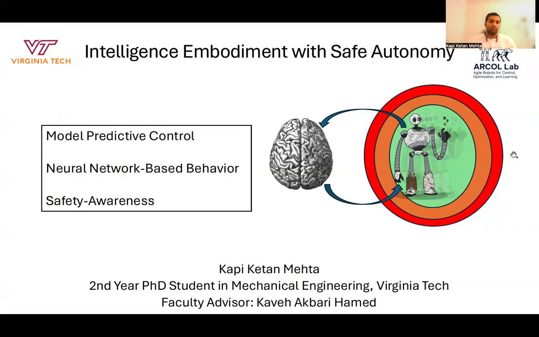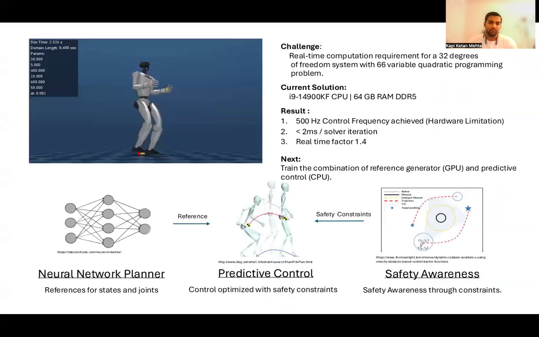situated, where I use the flexibility of AI components and the safety of model-based components. Next slide, please. So my research basically has three components. I have the planner, which is based on neural networks, which is the basic unit of the AI infrastructure.